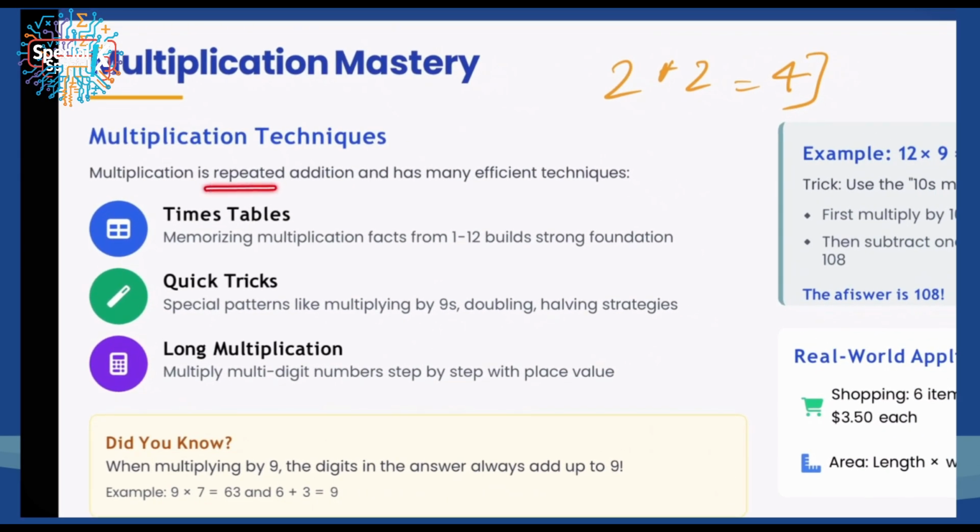Multiplication is representing the addition, and it also has many efficient techniques in order to do that. So multiplication means that if I want to multiply one number by another number, or if I want to add one number by itself, how many times?